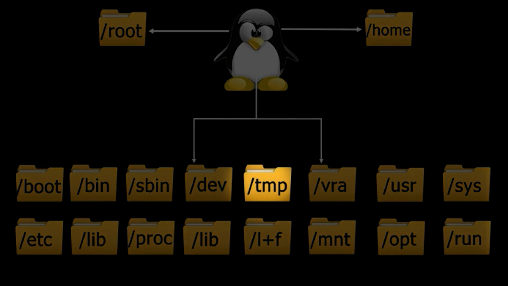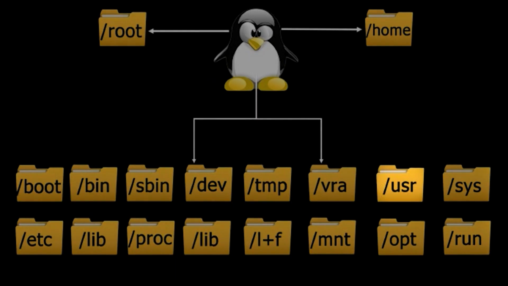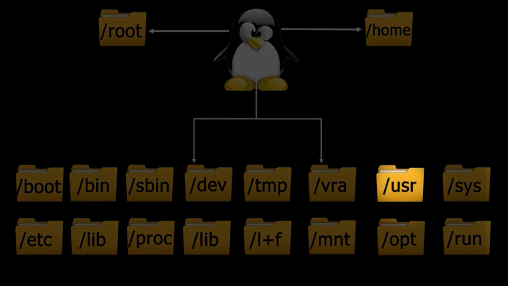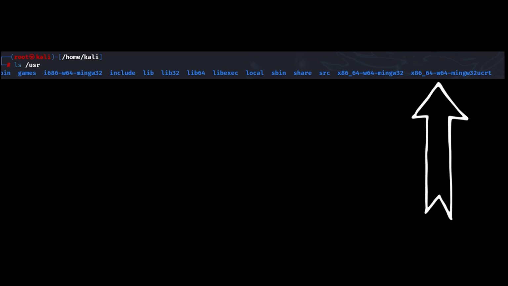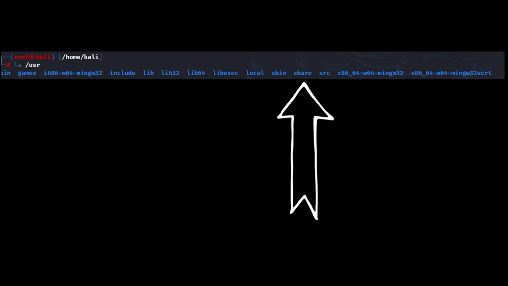Twelve is /tmp, called the temporary directory, where files are deleted upon reboot. It's useful for downloading tools. Thirteen is /usr, called user, which contains user-related programs and data. For example, /usr/share stores shared data among users, including tools like nmap and Metasploit.